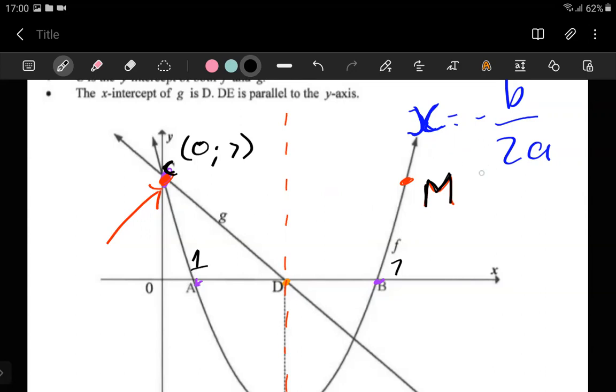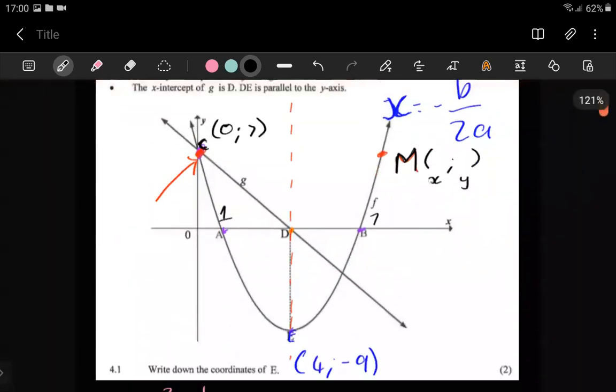Because remember, a coordinate has two things. It just has an X value and a Y value. So you know that your job is to try and use the information they've given you to get an X value there and to get a Y value there. That's all you have to do.